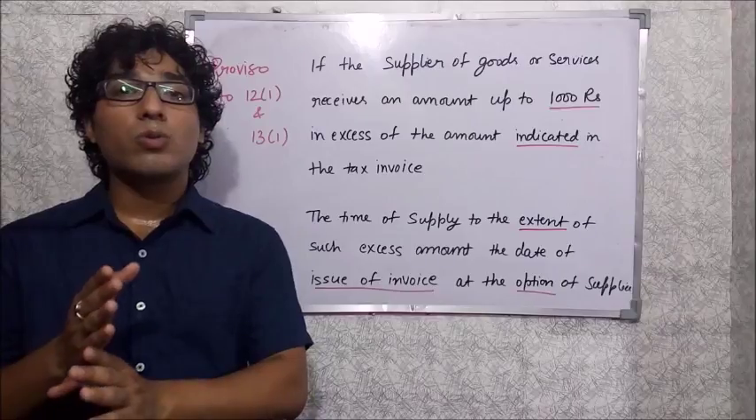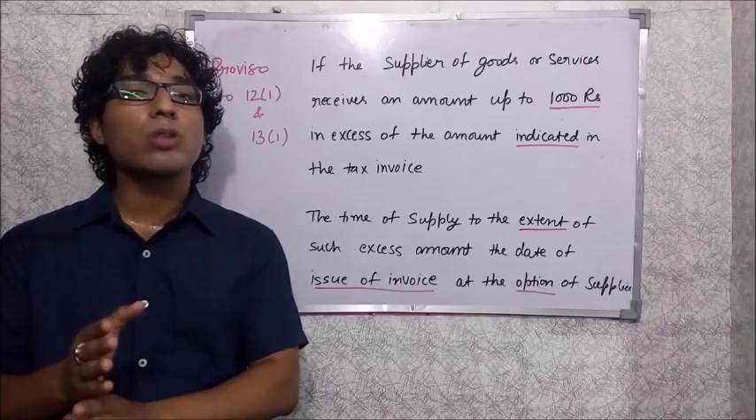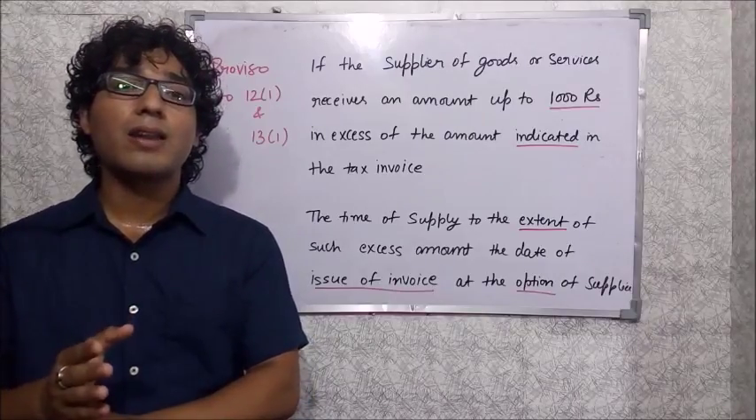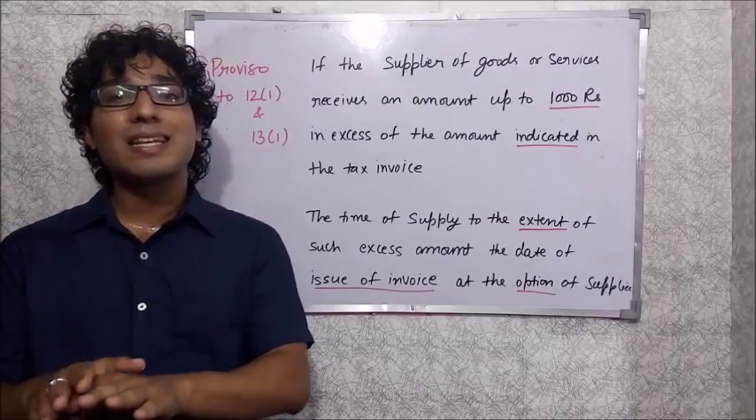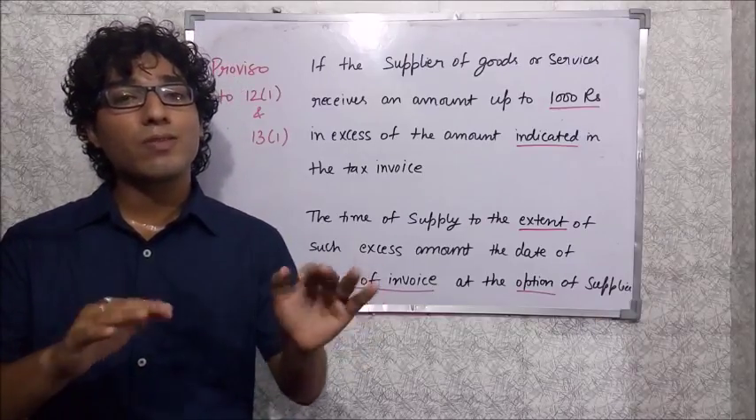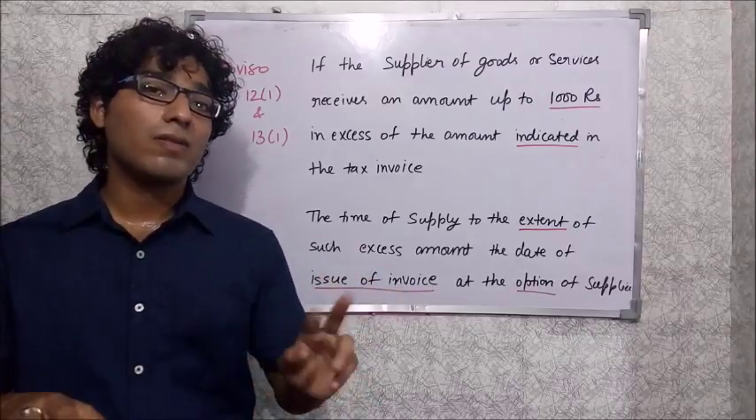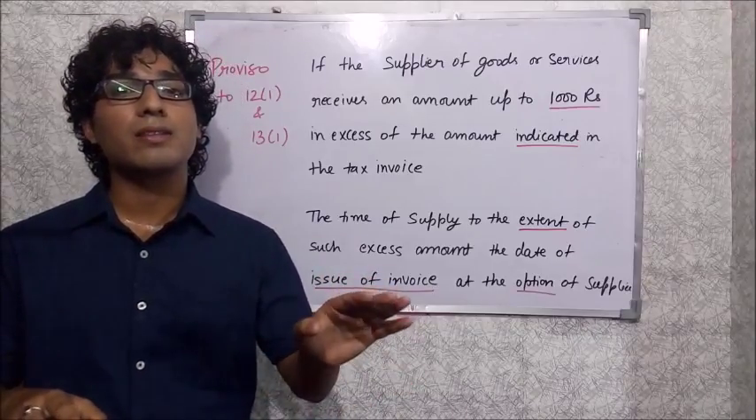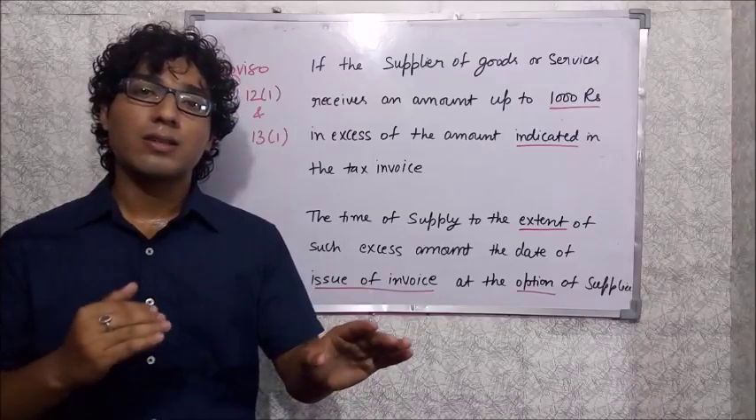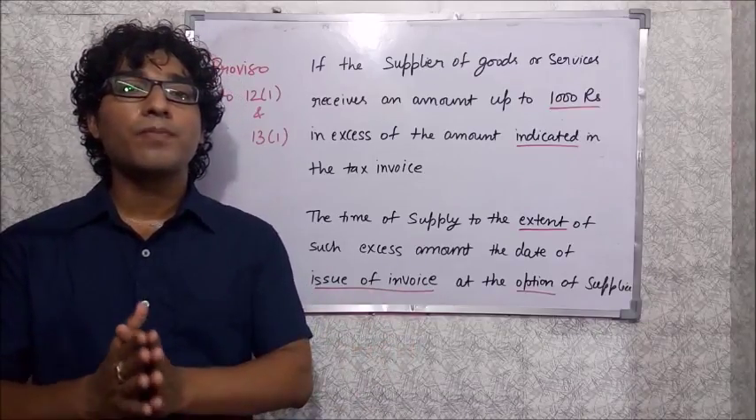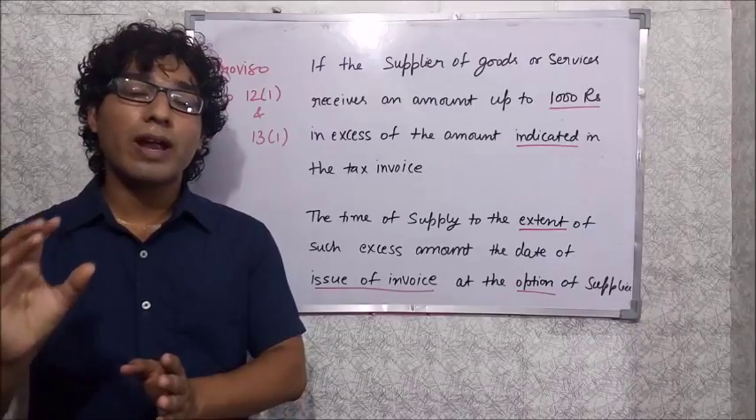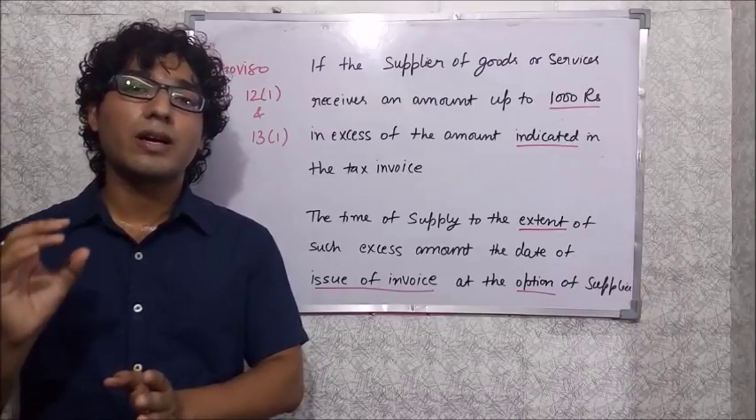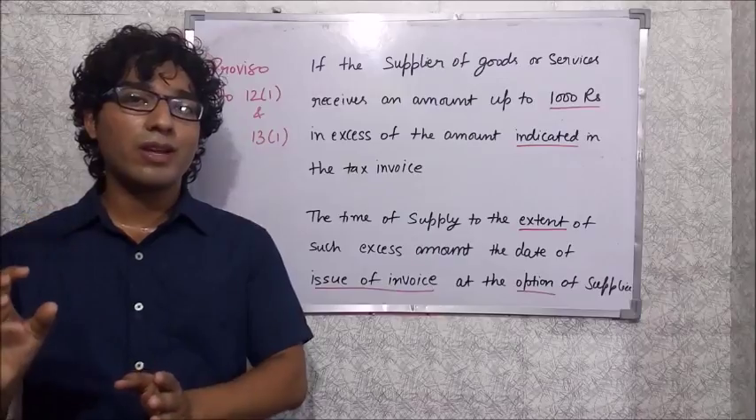But for the 2000 rupees for which the supplier issued the invoice, the time of supply of goods or services will be considered normally, which in case of goods will be the earlier of the two events: the supplier issuing the invoice and the supplier receiving the payment. So only up to the excess amount, the time of supply of advances is the date of issue of invoice.